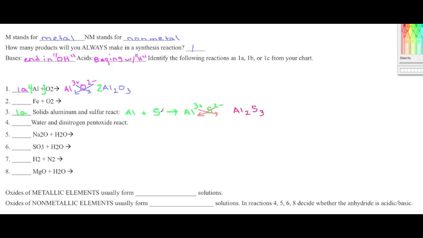I've taken 2 elements, made 1 compound. So this is obviously synthesis. All right. I now just have to quickly balance. So I've got 1 Al here, 2 Als here. So I'm going to put a 2 out front here. Okay. And I've got 3 sulfurs here. So I'm going to put a 3 here, and I'm done.